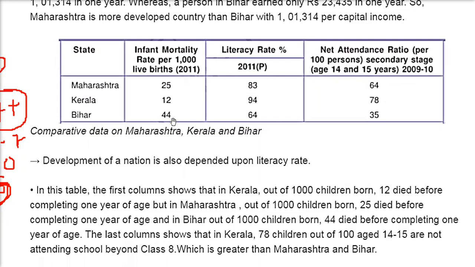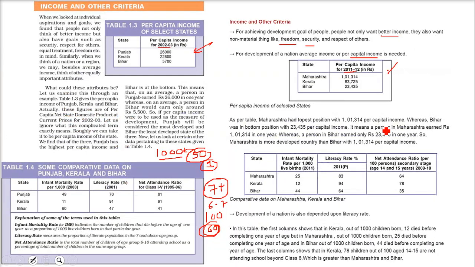So what do we get? The first column shows Kerala. Out of 1,000 children born, 12 died before completing 1 year of age. But in Maharashtra, this is 25 out of 1,000. And in Bihar, it is 44. And this last column is showing 78 kids aged 14 to 15 attending school beyond class 8, which is greater than in Maharashtra and Bihar.